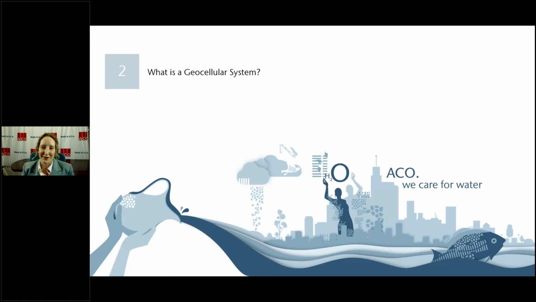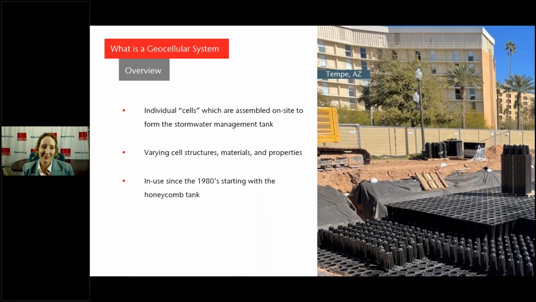So what is a geocellular system? To put it kind of simply, they're individual cells which are assembled on site to form your stormwater management tank. These cells can vary in structure, materials, and properties ranging from void ratio to vertical and lateral strength, as well as water delivery. They've been in use since about the 1980s, starting with the honeycomb tank.